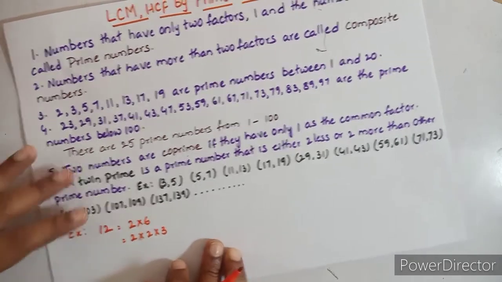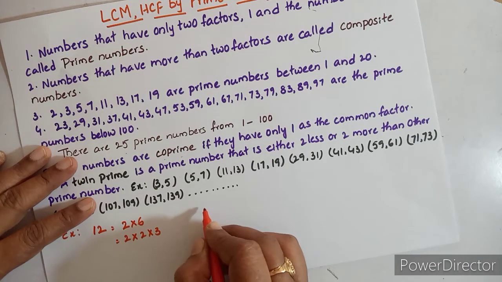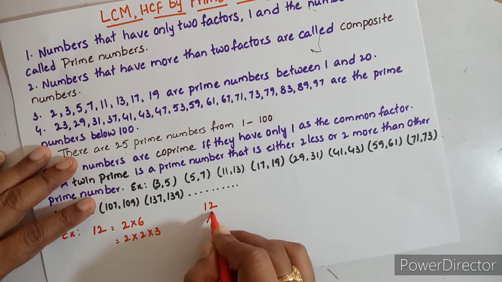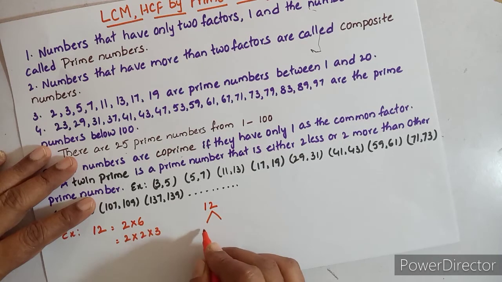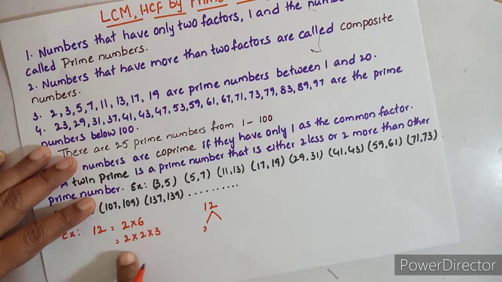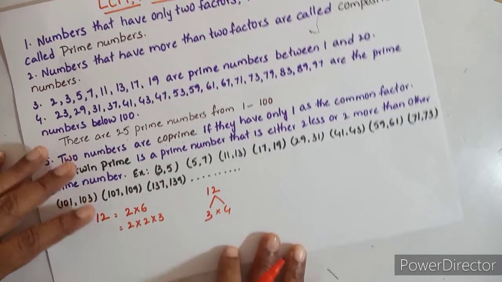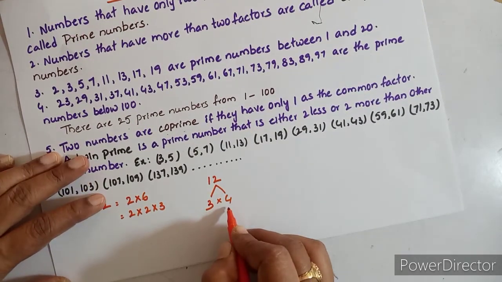This can also be solved by another method, the factor tree method, which is very interesting and easy to learn. In the factor tree method, 12 can be written as 2 into 6, as we used here, or now we will take 3 into 4. When you look at this 3 into 4, 3 is a prime number but 4 is not a prime number.